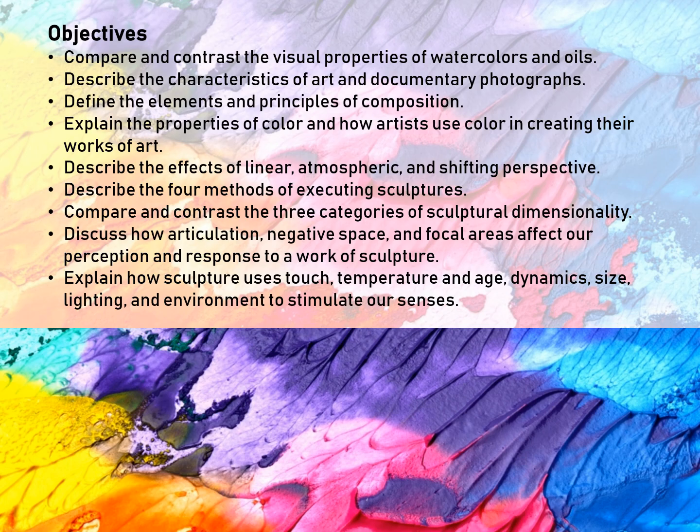Describe the 4 methods of executing sculptures. Compare and contrast the 3 categories of sculptural dimensionality. Discuss how articulation, negative space, and focal areas affect our perception and response to a work of sculpture. Explain how sculpture uses touch, temperature, and age, dynamics, size, lighting, and environment to stimulate our senses.